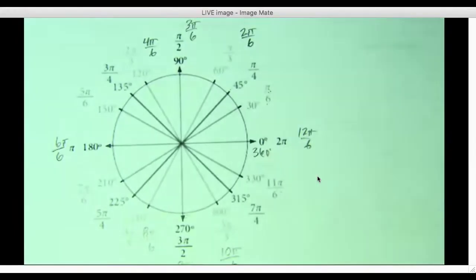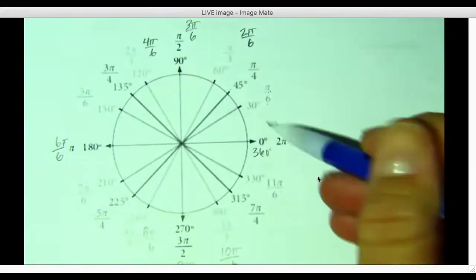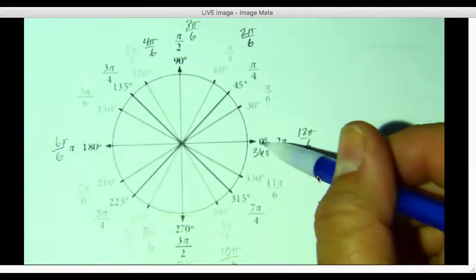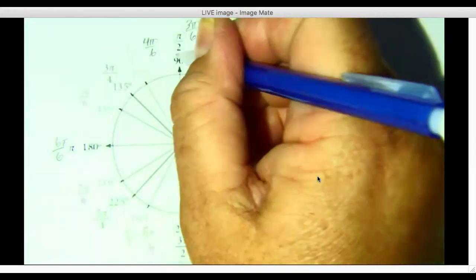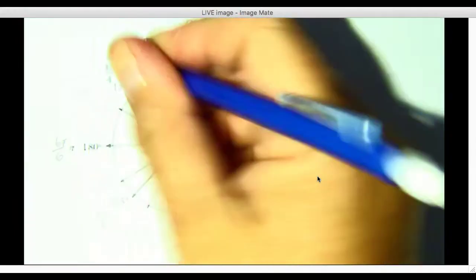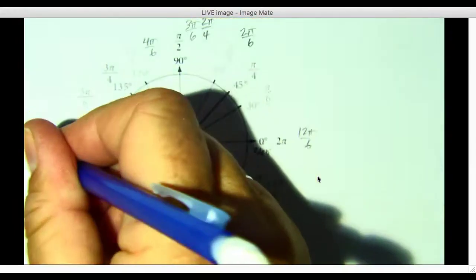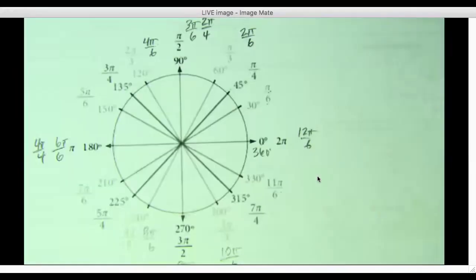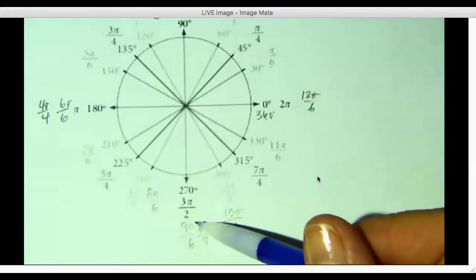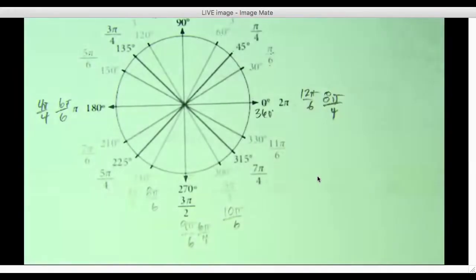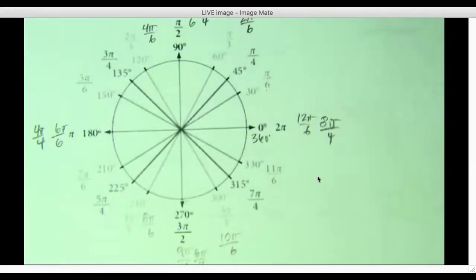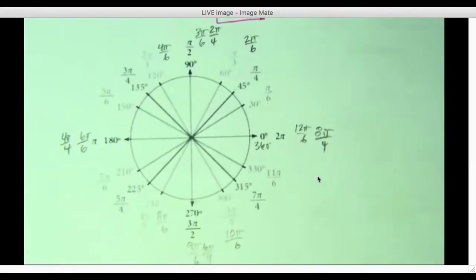So 45 degrees is pi over 4. I can go ahead and add pi over 4. So 0 plus pi over 4 is 1 pi over 4. 2 pi over 4, which reduces to pi over 2. 3 pi over 4. 4 pi over 4, which is pi. 5 pi over 4. 6 pi over 4, which reduces to 3 pi over 2. 7 pi over 4, and then 8 pi over 4, which is 2 pi. So we can count around the unit circle with those radians and get those hopefully memorized.